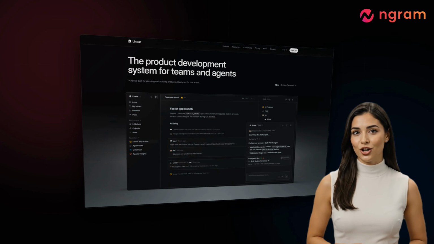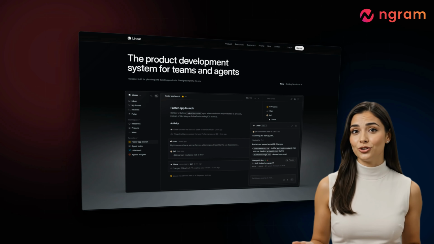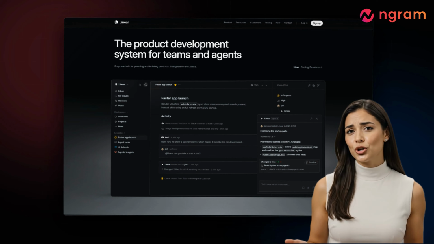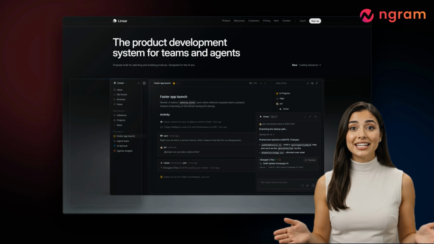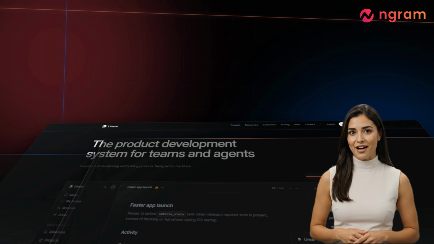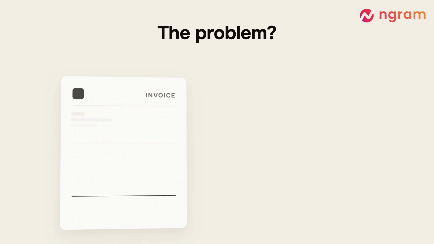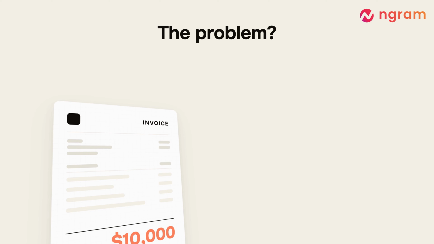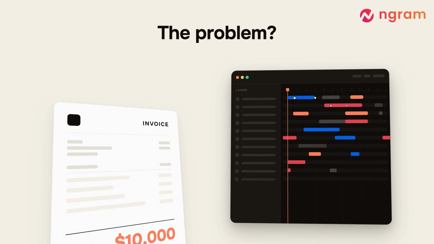Look at top SaaS launch videos from companies like Vercel or Linear. They don't just show static screen recordings. They use slick UI animations, 3D camera zooms, and motion graphics. The problem? Agencies charge up to $10,000 for motion graphics, and After Effects takes months to learn.